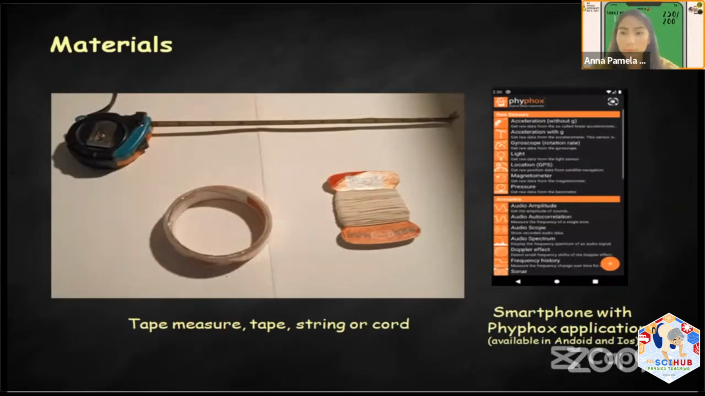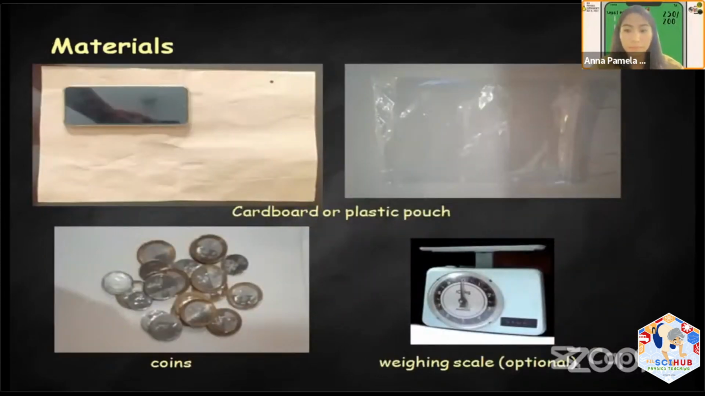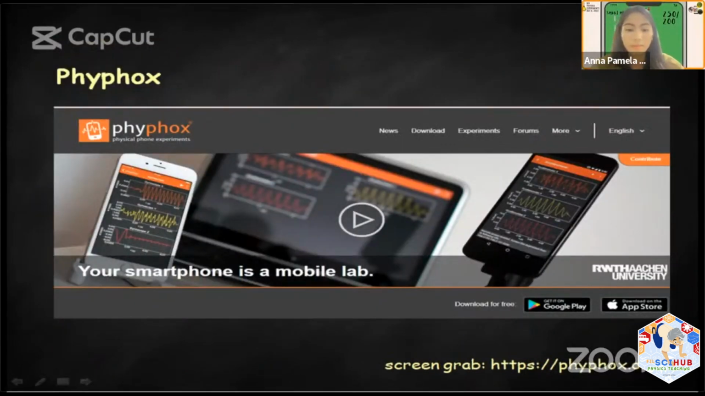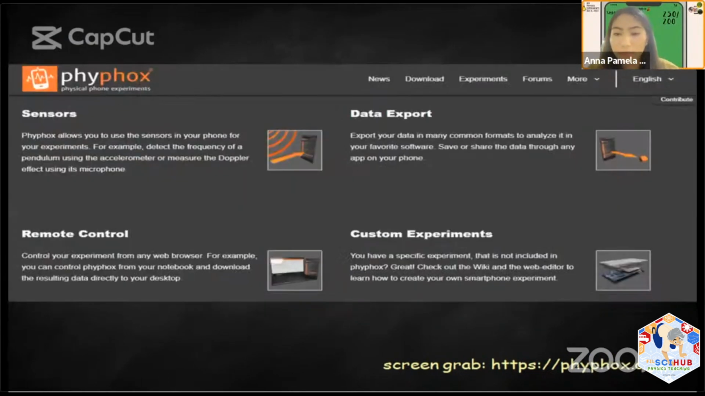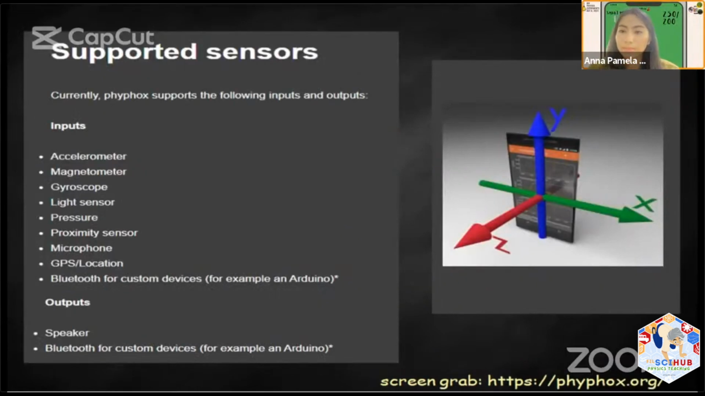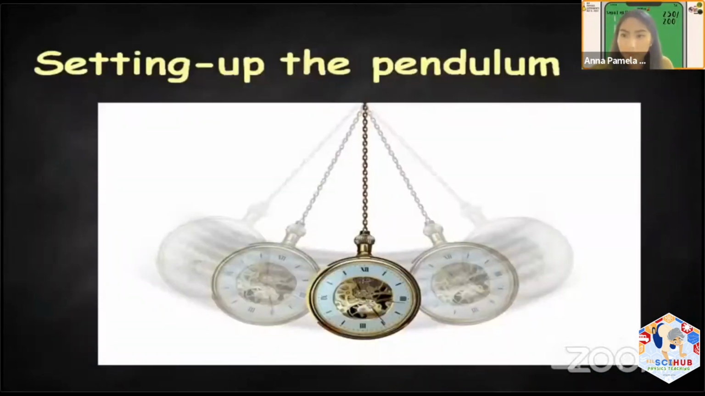Materials for this activity are smartphone with FilSciHub application, ruler, tape, string or cord, cardboard or thick plastic, coins, and weighing scale. In this activity, we will use an application called FilSciHub. FilSciHub is a free access software that allows you to use the mobile sensors in your experiment that supports the following inputs. For the pendulum, gyroscope sensor will provide period and frequency oscillation of the pendulum.